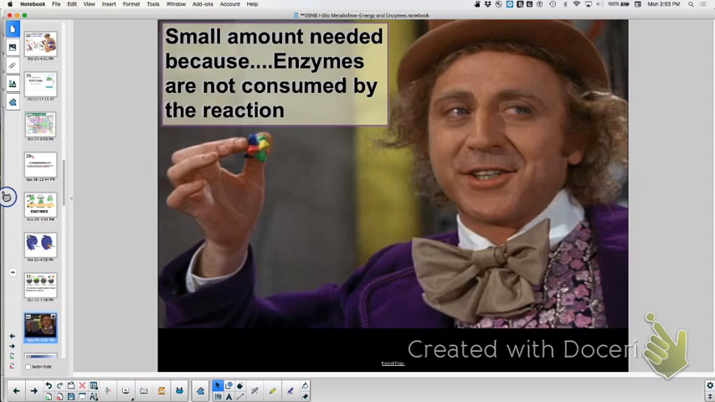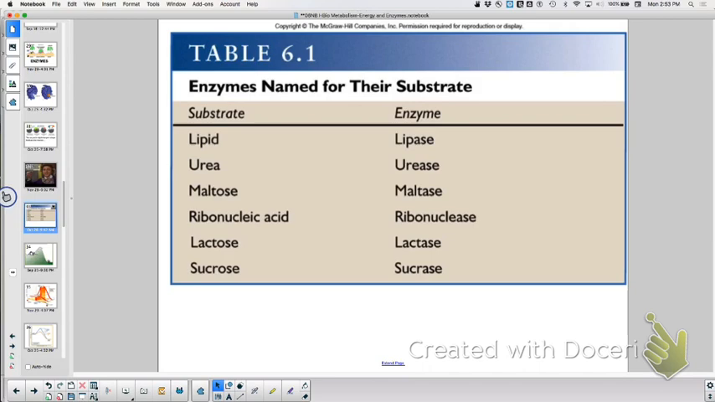We talked about that you only need a little bit of enzyme because once it's done, it can catalyze another reaction and another reaction. It's not changed by the process. So it can keep facilitating multiple reactions and amplify the results of whatever it is you're trying to get because it is not changed by that reaction in any way. We said that enzymes are often named for their substrate. So lactase would digest lactose.